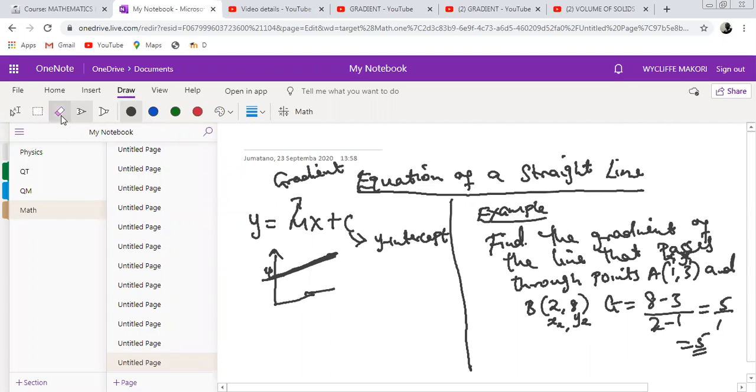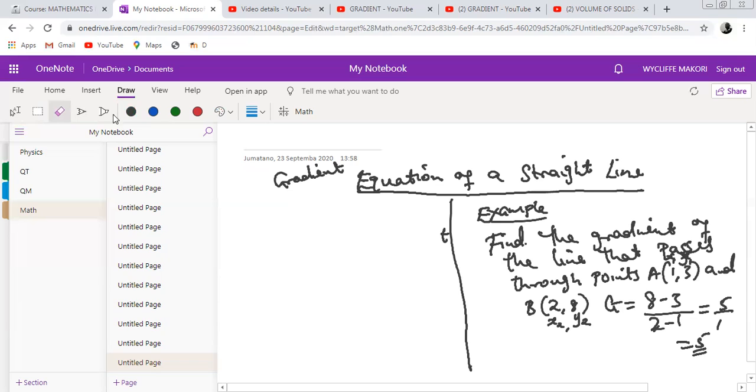You can be asked now to determine the equation of that line. So if you are asked to determine the equation of the line, you need to express that equation in the form of y = mx + c.